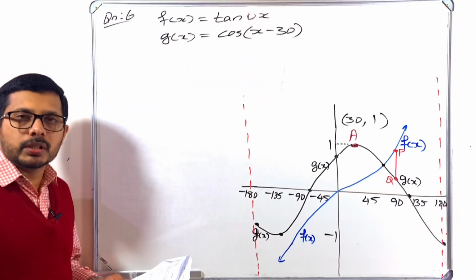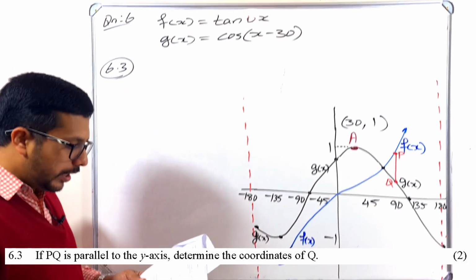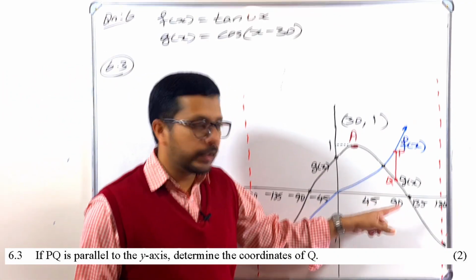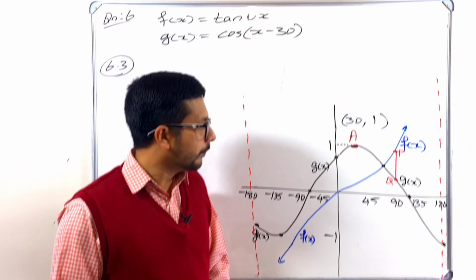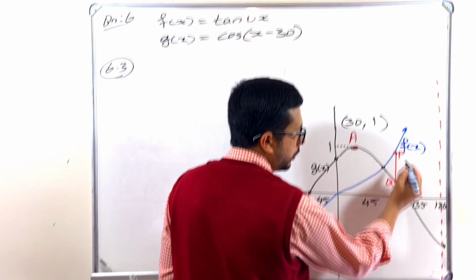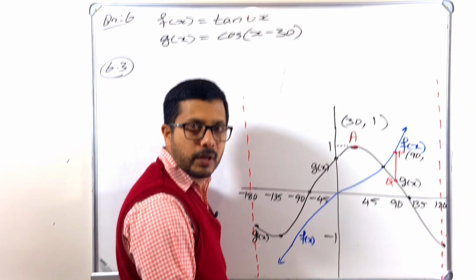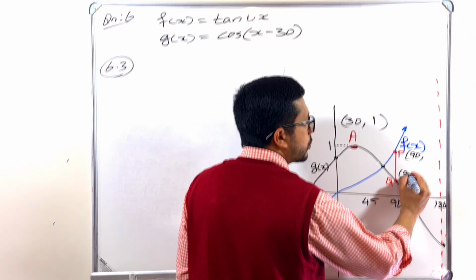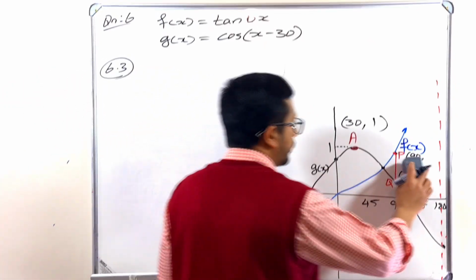Okay, now let's go to the next question. Question number 6.3. What is that one? 6.3. If PQ is parallel to the y-axis, so there is a line PQ here, okay, and they are saying that this line PQ is parallel to the y-axis. So if it is parallel to the y-axis, at this P, what is the x value? 90. Am I right? At P, the x value is 90. So what about at Q? At Q also the x value is going to be 90. Okay, so let me erase all of that g of x and f of x from there.